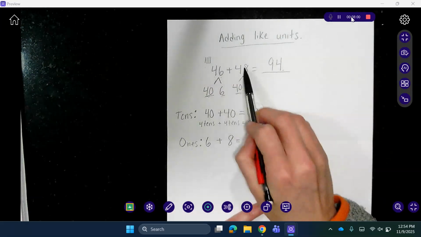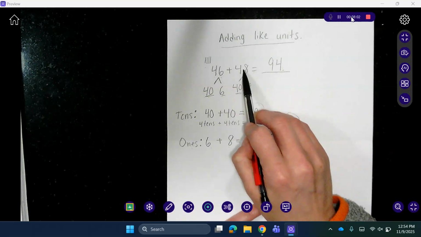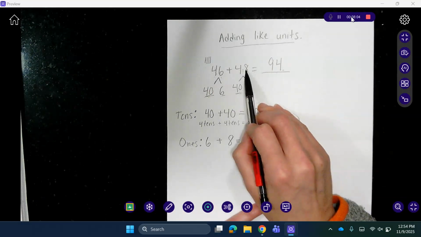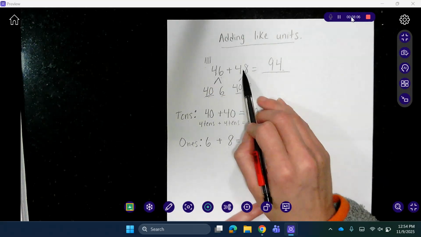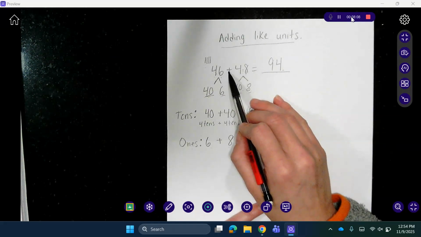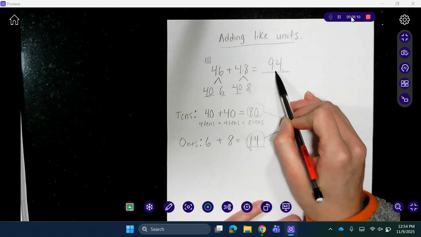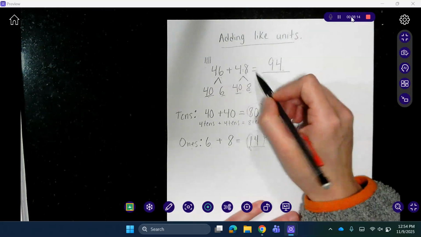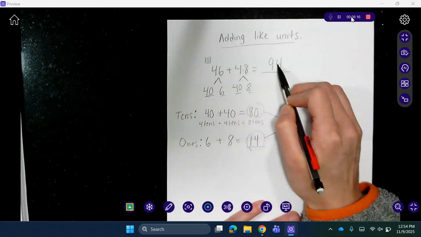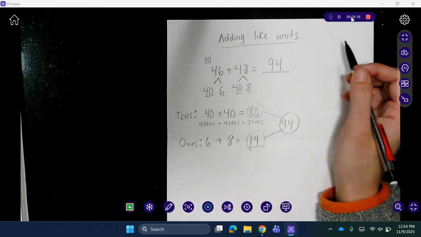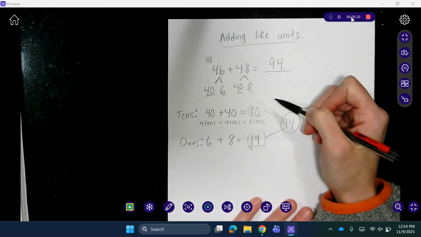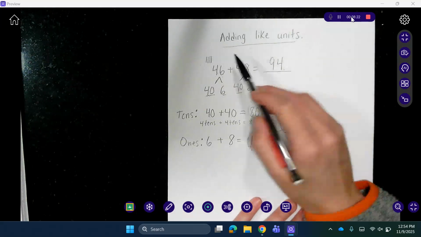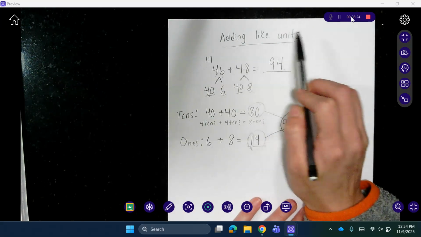Okay, these were our add-ins. We added them together to get our sum. Our sum is our answer when we add. 2 add-ins added together to get to our sum. All right, friends, this is how you solve using the adding like units strategy.